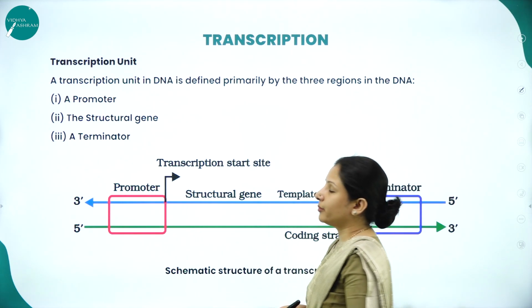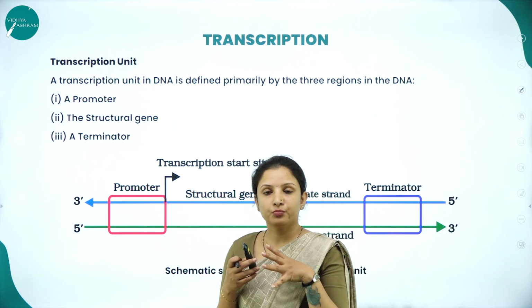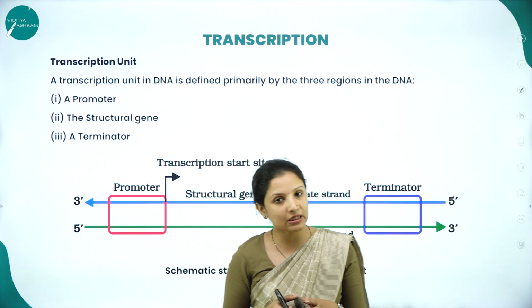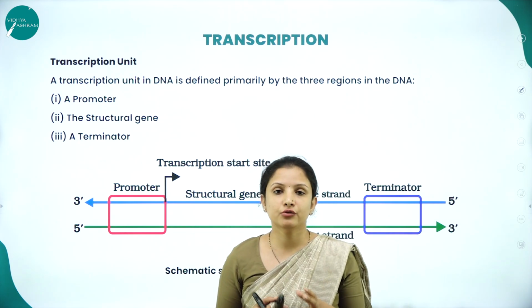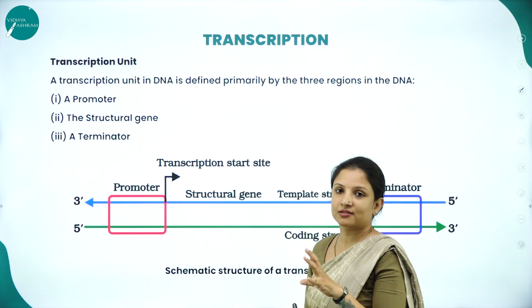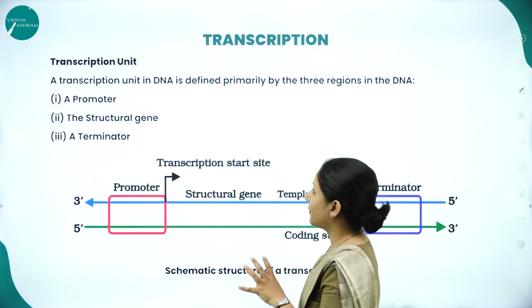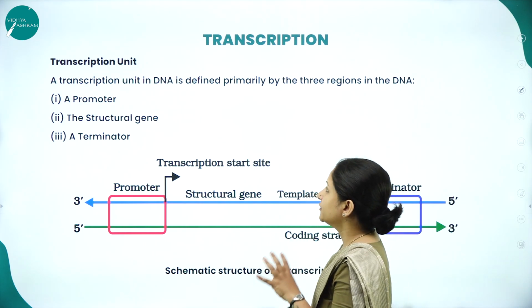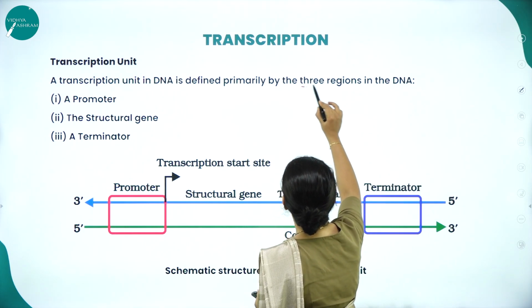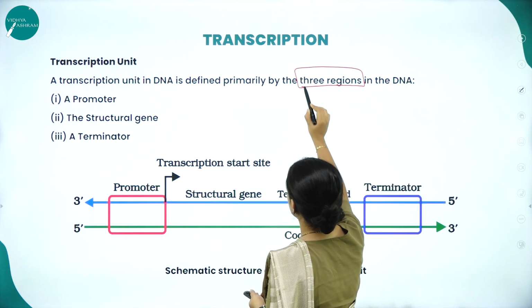So next we'll talk about the process of transcription. Before moving to transcription, or what exactly the steps involved in transcription are, you need to know about the different regions on the DNA strand when transcription takes place. So we'll talk about the transcription unit. A transcription unit in a DNA is defined primarily by 3 regions. How many regions on the DNA?